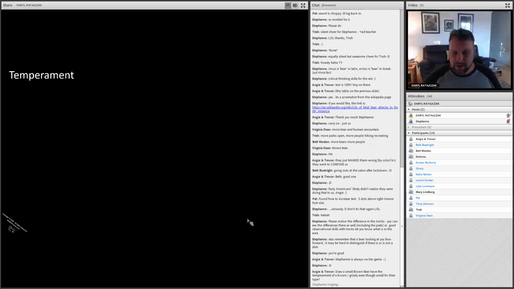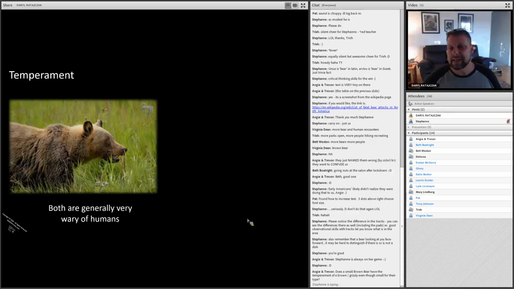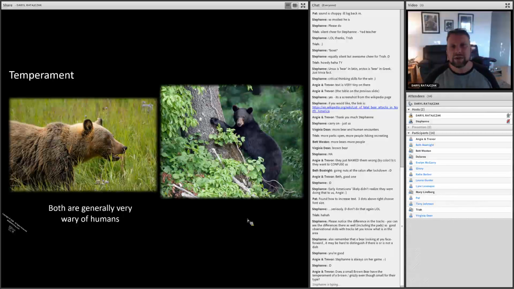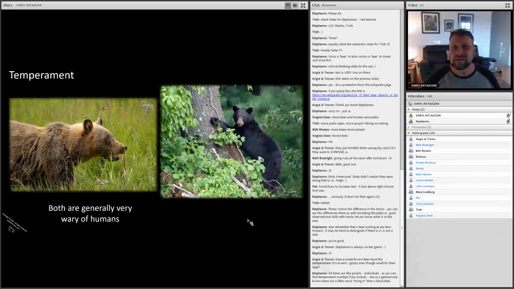And so just understand from a temperament standpoint, both these bears, doesn't matter if it's a brown bear or a black bear, they're both very wary of humans. They don't want to associate with us. They don't like us being around. Again, black bears are more inclined to run from us, whereas a brown bear is more inclined to disregard. They will run from us, but if they're really focused on something else, they're just not going to pay attention to us because they're not as threatened by us.